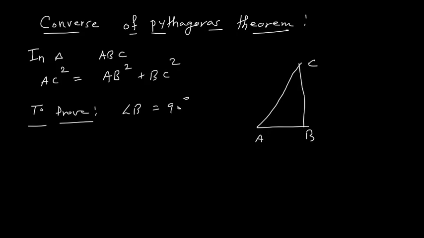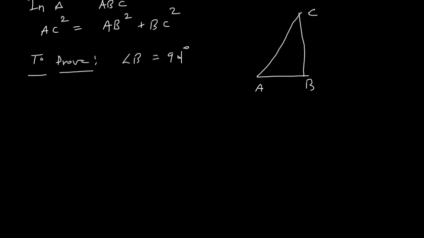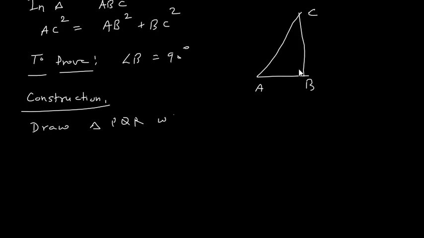Okay. So here again we will do a construction. So what construction we will do? We draw a triangle PQR with PQ equal to AB and QR equal to BC. Also angle Q is 90 degrees.